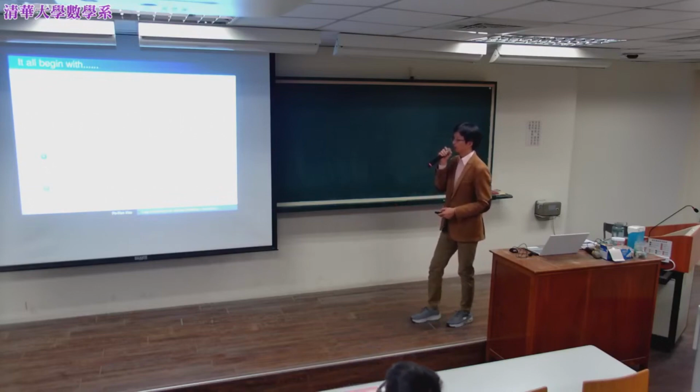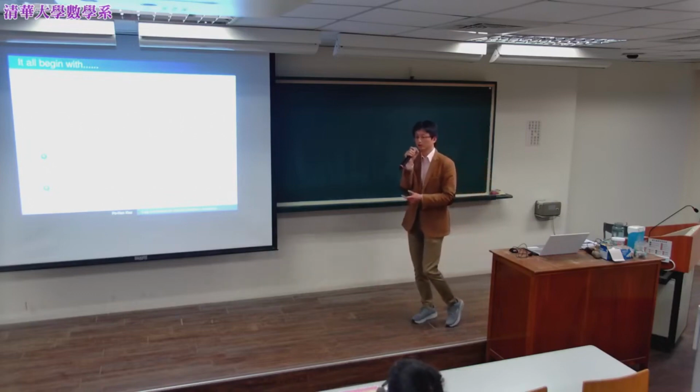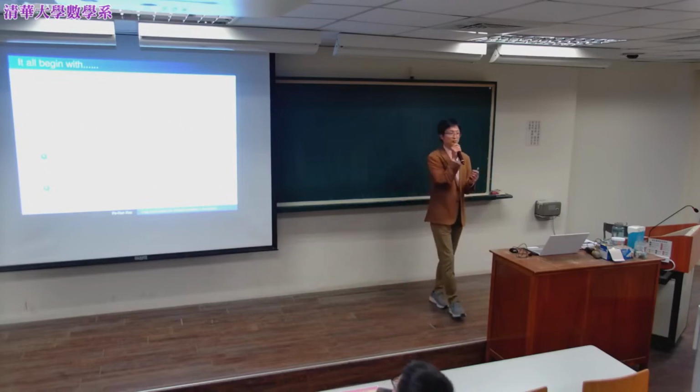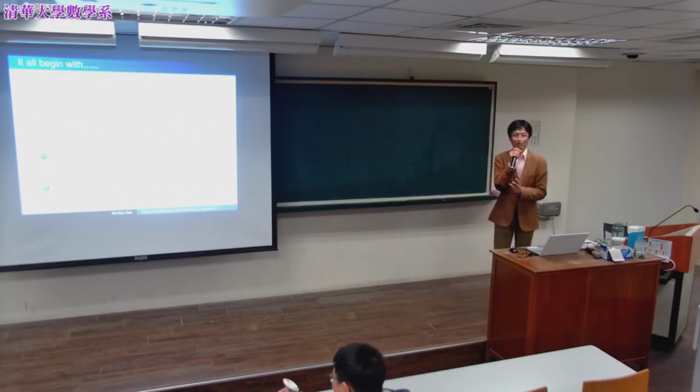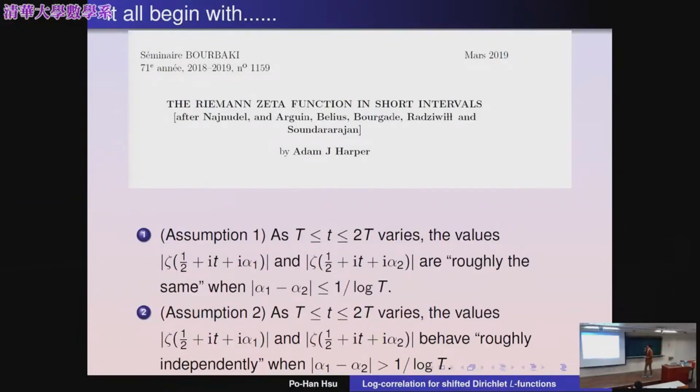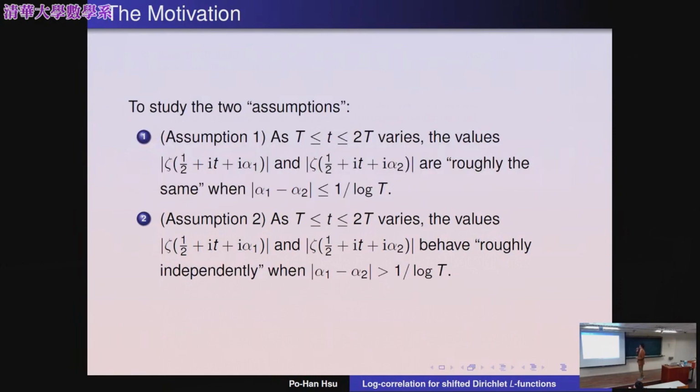Also, throughout this article, Harper just says these two are assumptions, not proofs, not conjectures. We are mathematicians, we prove things, we disprove things, but we seldom make assumptions. So this actually makes me curious. I'd like to study the two assumptions, or respond to Harper's two assumptions. I want to make them rigorous. What does it mean to say roughly the same, in what sense? Or roughly independent, in what sense? That's the whole motivation of this project.